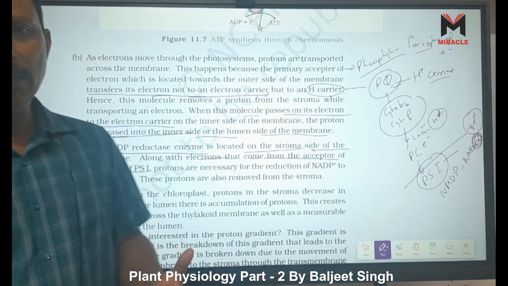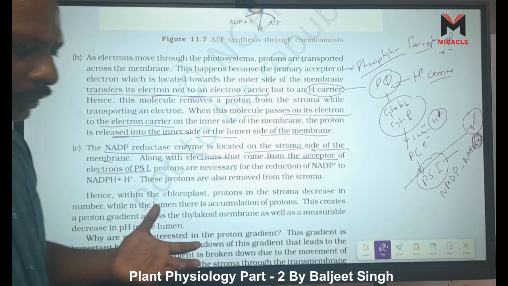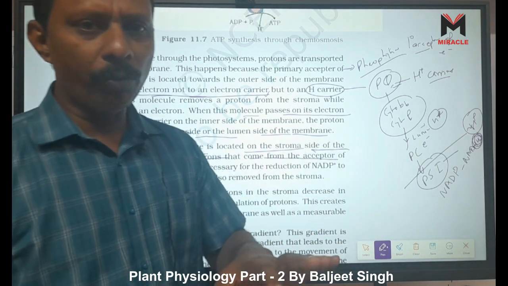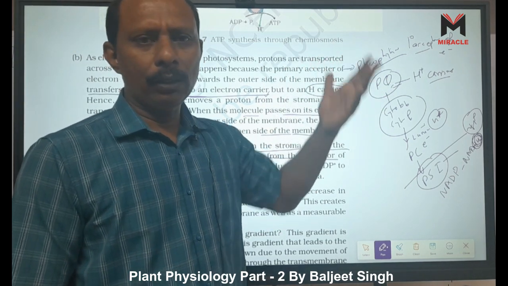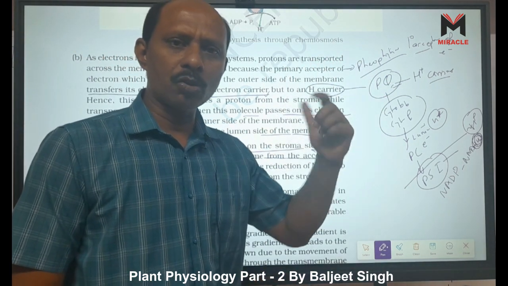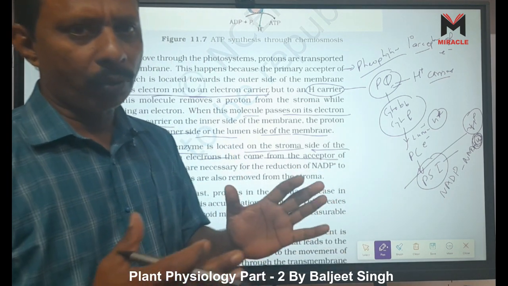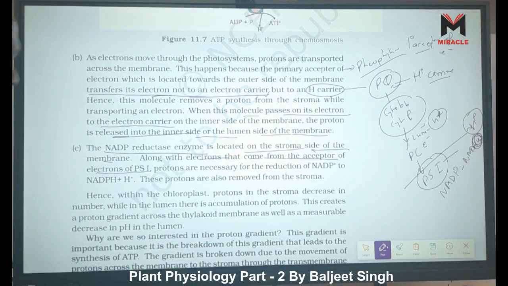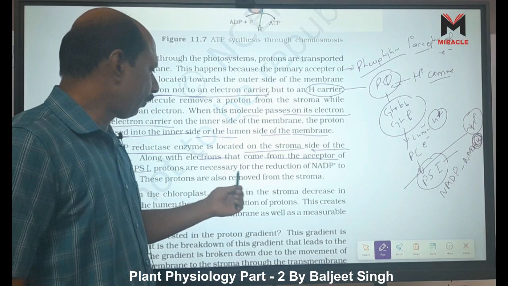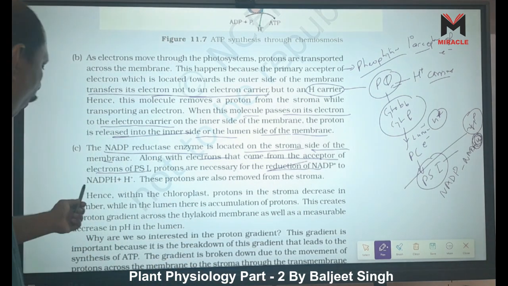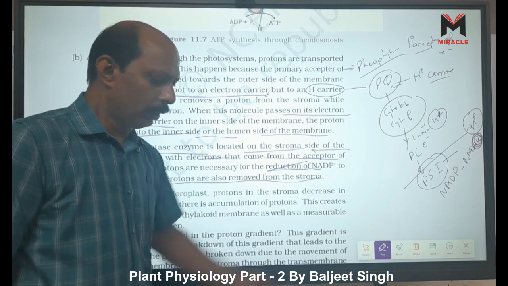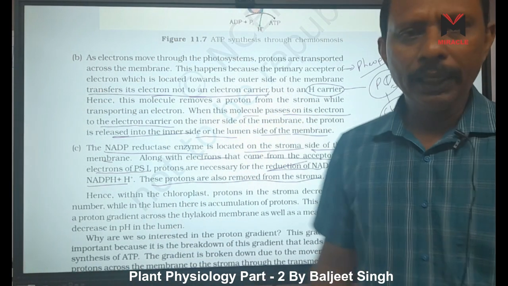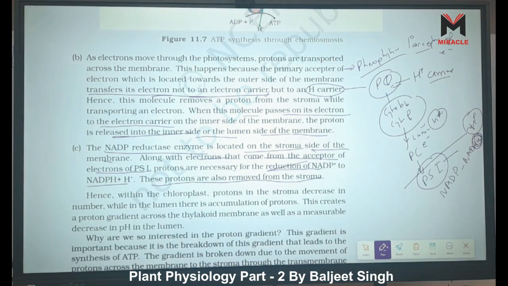A proton gradient forms, right? High concentration of H+ ions is present inside the lumen, and low concentration of H+, that is, we can say dilute, is present in the stroma. That's why a proton gradient is formed. Protons are necessary for the reduction of NADP to form NADPH2, and these protons are also removed from the stroma. So these are the three reasons how a proton gradient is formed.